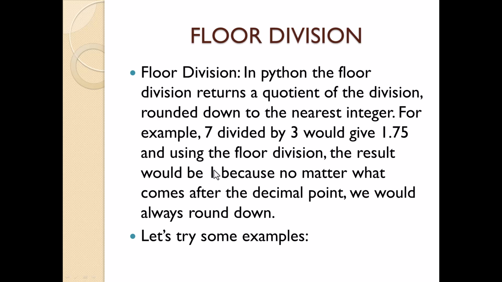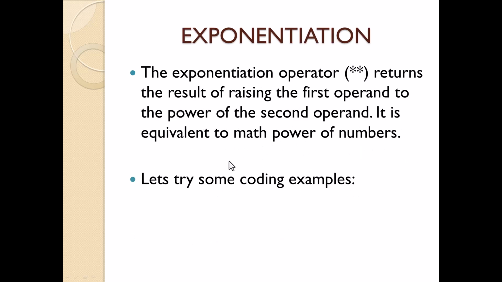So when we do the code, you'll see. Pardon me for that. No, sorry, it's okay, it's correct, 1.75, if you are dividing 7 by 3. Okay, so let's take a look at that in the code editor. But 7 divided by 3 should be 2.33. So we'll quickly look at that one.